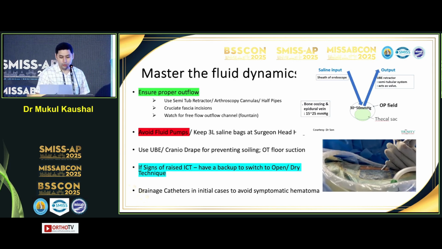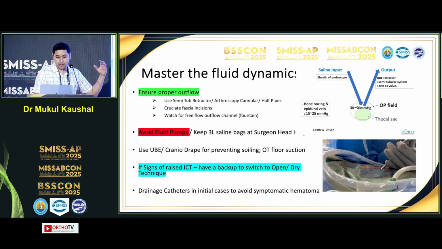I tend to avoid fluid pumps. I usually keep those 3-liter saline bags at my surgeon's head height, and to prevent OT soiling, it's always advisable to use either UBE specific drapes or craniotomy drapes, like our neurosurgeon colleagues use. And I tend to do it under regional anesthesia. If patients complain of any signs of neck stiffness or raised ICT, I tend to either convert to a dry system, or a person who is not confident can convert to an open technique. Initially, it is always advisable to put drainage catheters to avoid a symptomatic hematoma, even for primary disc surgeries.